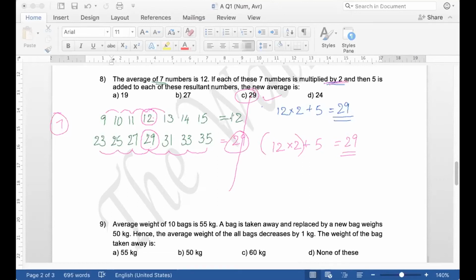I think Amala has the answer for that question. And how about the others? Question number 9.